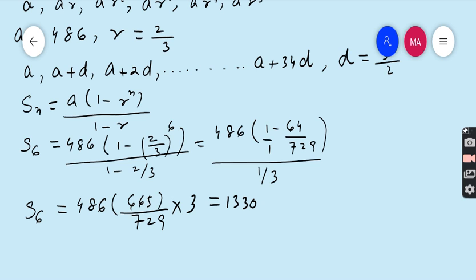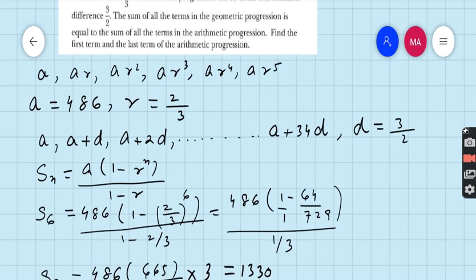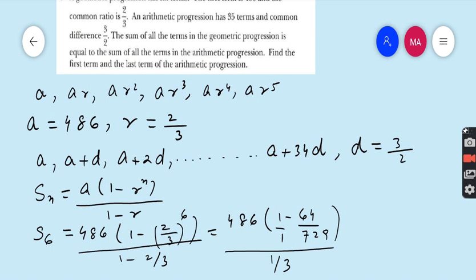But the question is, why do we have to find the sum of 6 terms? One thing is that the geometric terms are 6 in the question, and the second thing, which is very important, is that the sum of all terms in the geometric progression is equal to the sum of all terms in the arithmetic progression. That is, the sum of all 6 terms is equal to the sum of all 35 terms. Now we have to find the sum of all 35 terms.